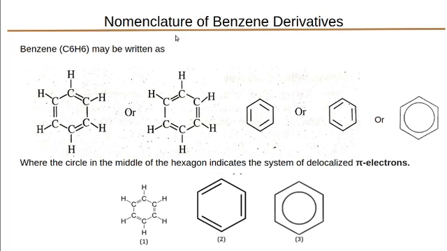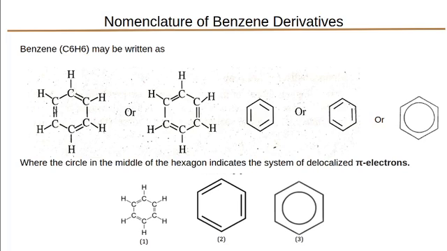Next we can see the nomenclature of benzene derivatives. That means how we can name benzene derivatives. The benzene, C6H6, may be written in this way. Benzene contains 6 carbon atoms and on each carbon there is one hydrogen atom attached to it.